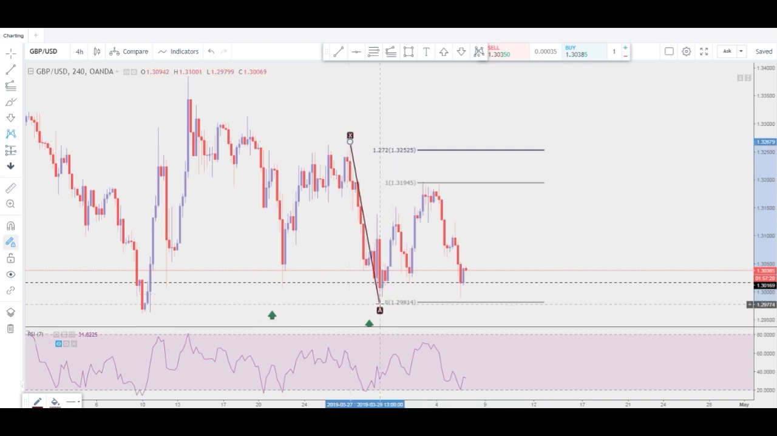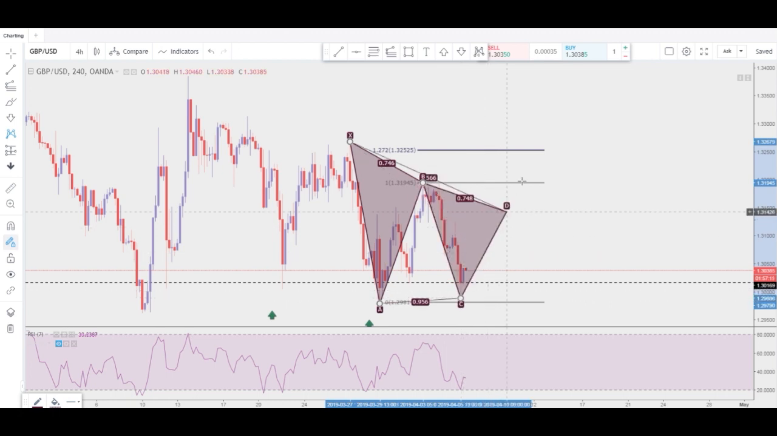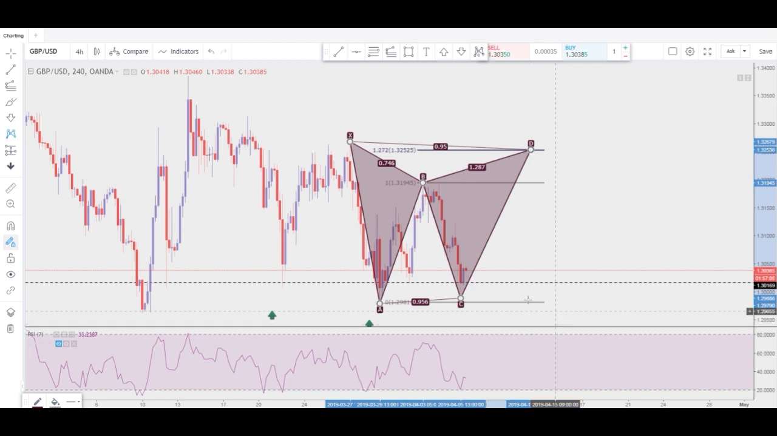X to A to B, B to C, and CD completion at 32.52s. So if price does push up, I'm looking to sell this as well at 32.52. So currently I'll be looking for bullish evidence at this support zone.